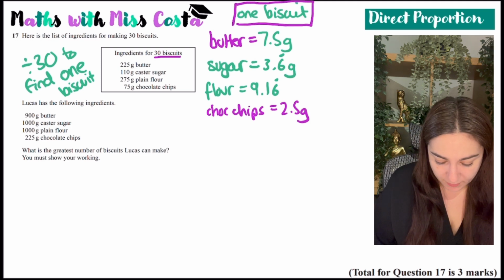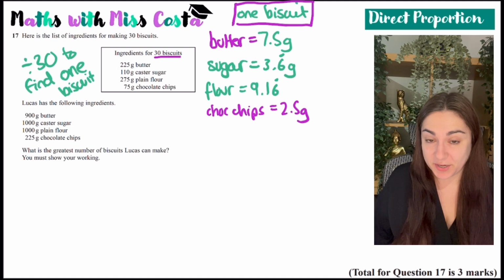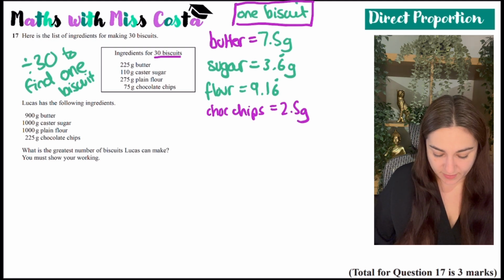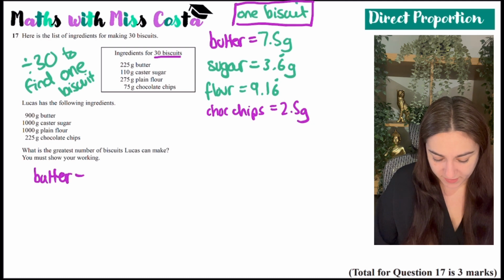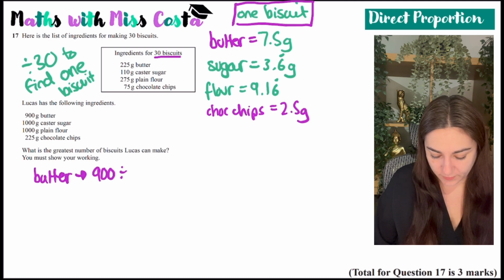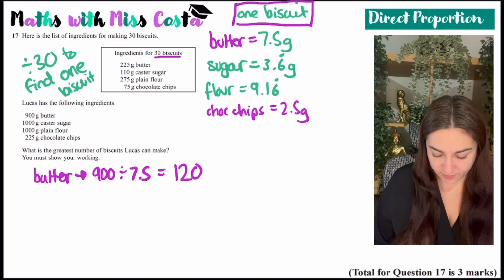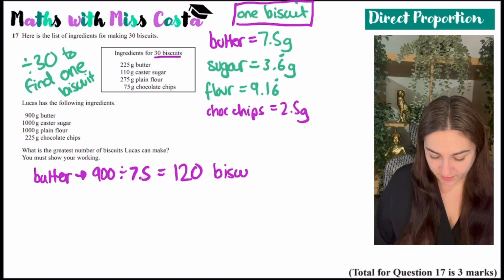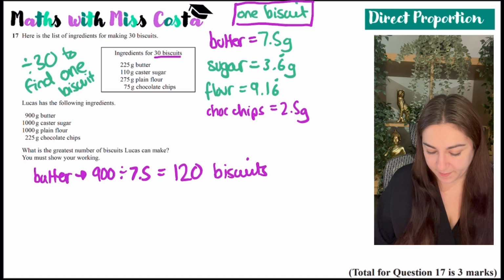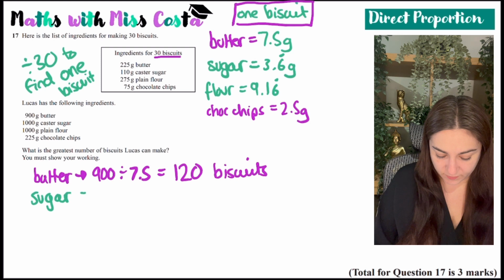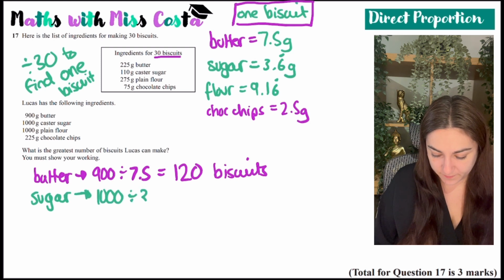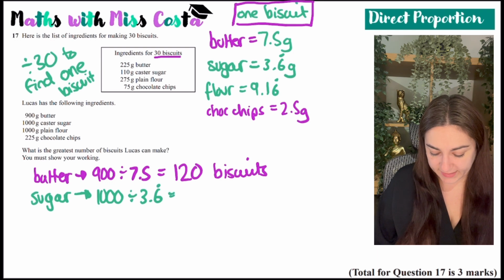So then I know I've got 900 grams of butter, so I could figure out how many biscuits I could make using my butter. So for butter, I'll do 900 divided by 7.5. So 900 divided by 7.5 is 120. So I can make 120 biscuits using that butter. Now I'm going to try the sugar. So I've got 1000 grams of sugar and I can divide that by 3.6 recurring.